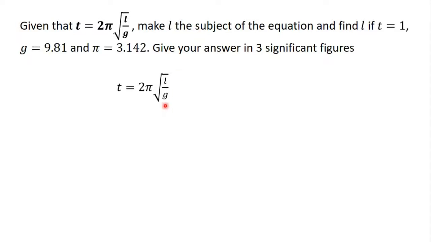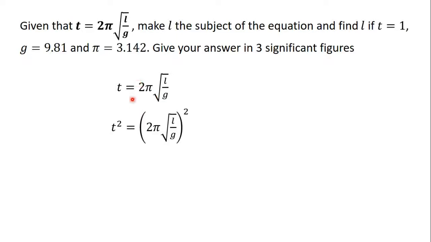Now let's look at this question very clearly. You can see from here that we have to make L the subject of the equation, and L is under the square root sign. Because the variable that we want to make the subject is under the square root sign, the first thing we need to do is to get rid of the square root sign. In order to get rid of the square root sign, you have to square both sides of the equation. We square all the terms on the left hand side and we square all the terms on the right hand side.